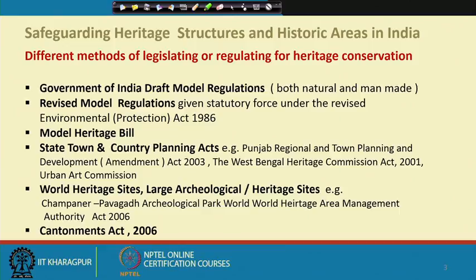And there are a lot of cantonments, the military areas and the barracks, which also have heritage value, and they also have a Cantonment Act, which was made in 2006. So, these are some of the quick reckoners that we can refer to.